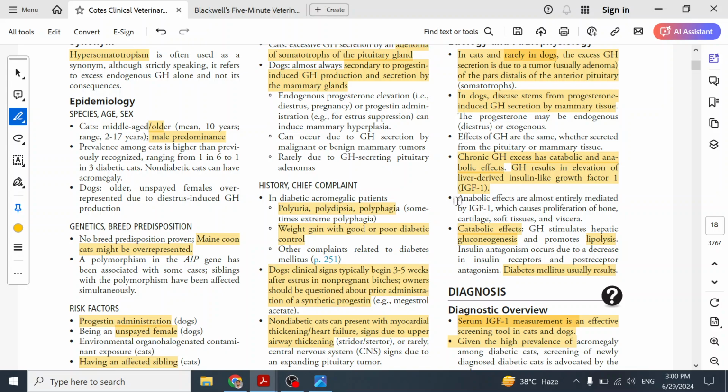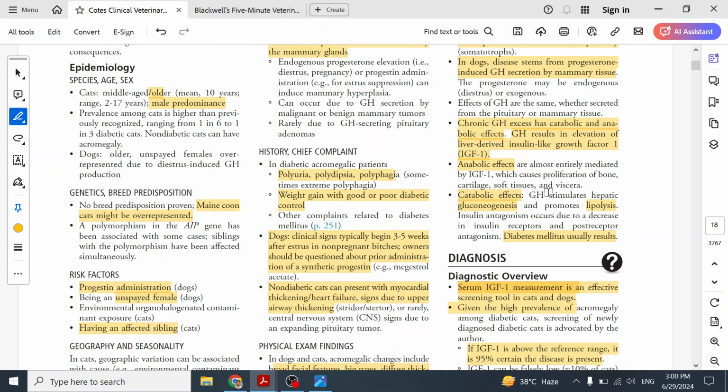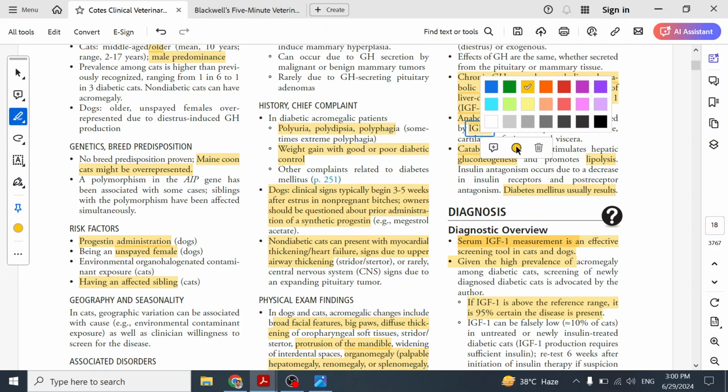If we see the anabolic effect, in which smaller compounds combine to form a major thing, it is called the anabolic effect, in which IGF-1 is produced, okay, from the cartilage, soft tissue or viscera, from the proliferation of the bone, cartilage, soft tissue or viscera. Okay, so IGF is the most important term in acromegaly diagnosis.